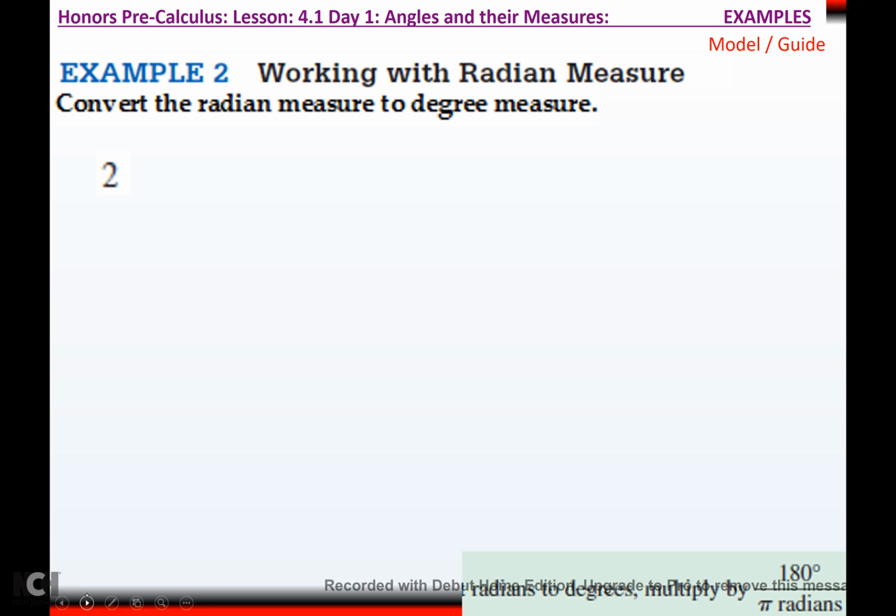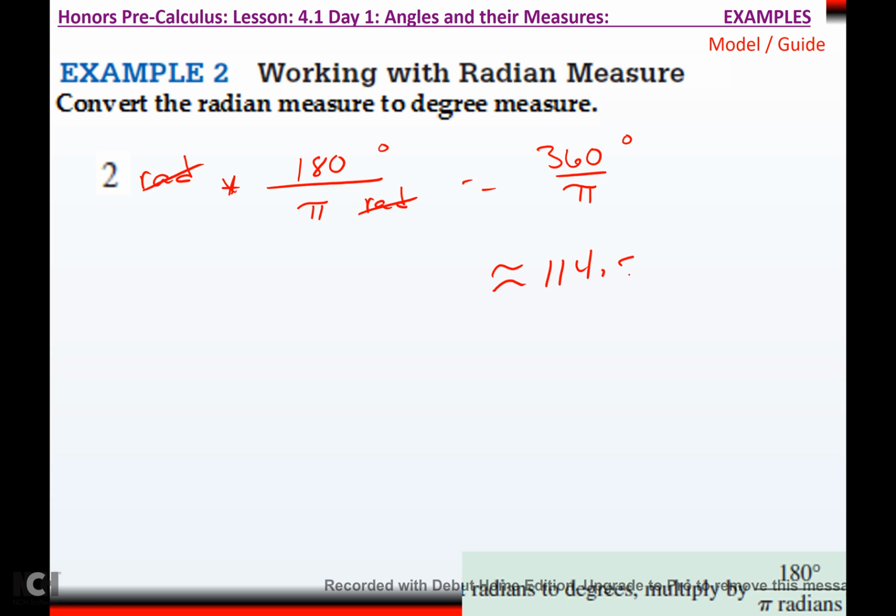Convert the radian measure to degree measure. I don't want radians, so I put radians on the bottom, degrees on top. There are pi radians in 180 degrees. Radians cancel, so I have 360 over pi degrees. They don't normally leave pi in answers of degrees. They do leave them in radian measures, but usually in degree measures they don't leave pi involved. So 360 divided by pi is approximately 114.59 degrees.